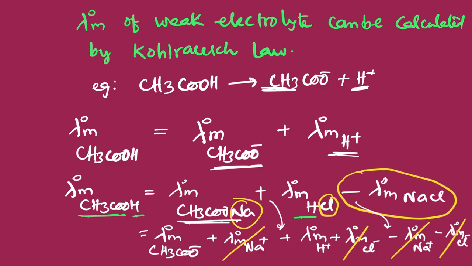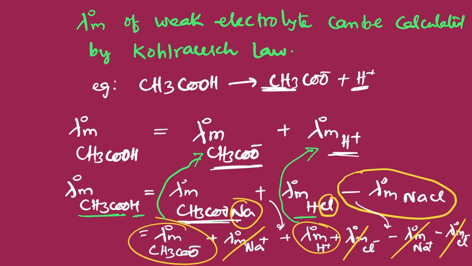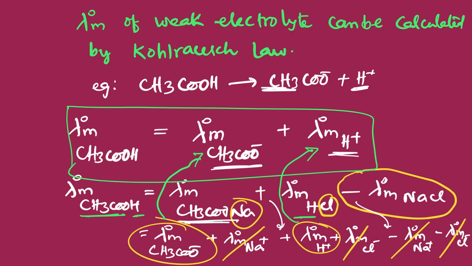So what is left now? This is and this is. These both are which one? One acetate ion, one H plus ion. These are equal to which one? Acetic acid. Therefore, now I will take one more example, then you can easily understand.